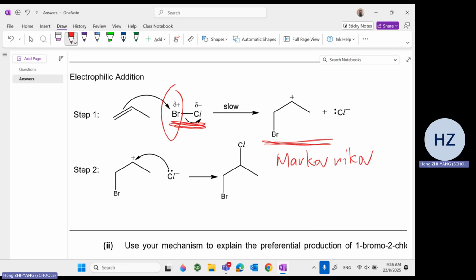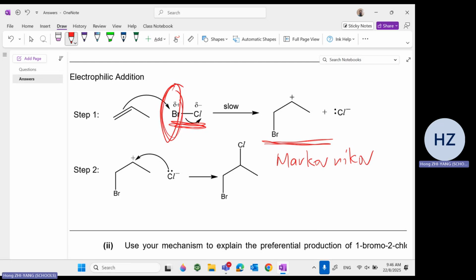We added carbon with more H. What do you add to the carbon with more H? We add the delta plus part to the carbon with more H. Yeah, those of you who keep thinking we add H to the carbon with more H, you are stuck actually. You are limiting yourself. It's not the H, it's the delta plus of whatever.